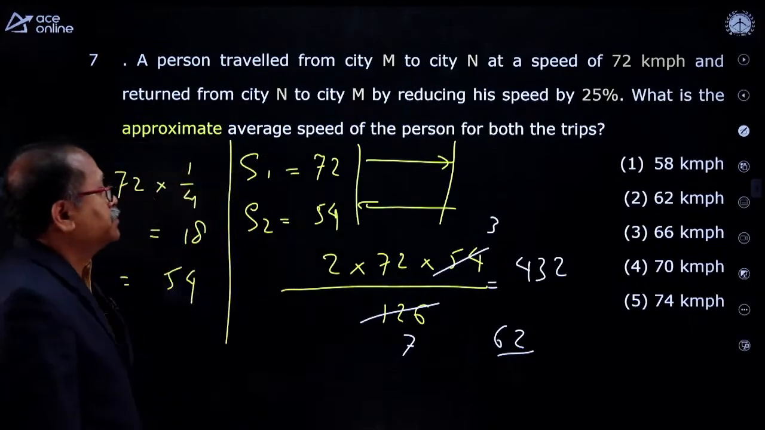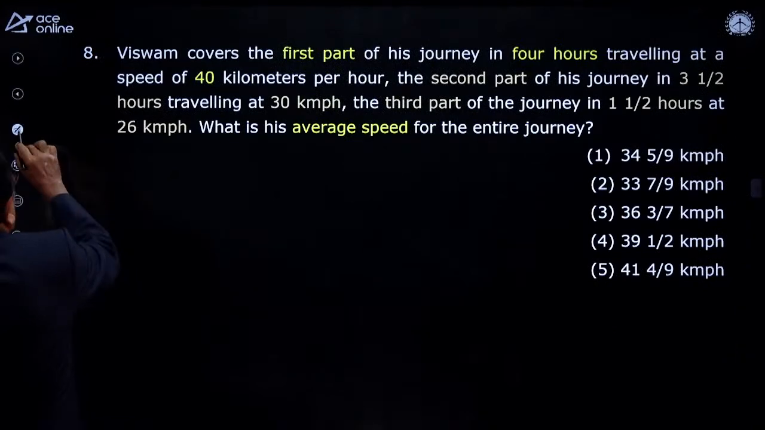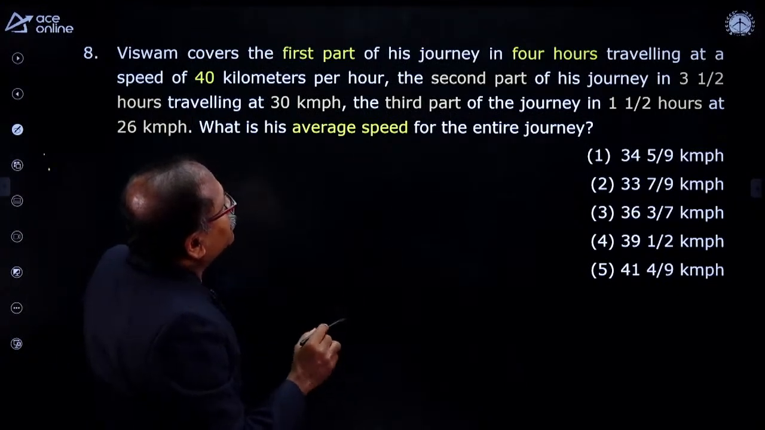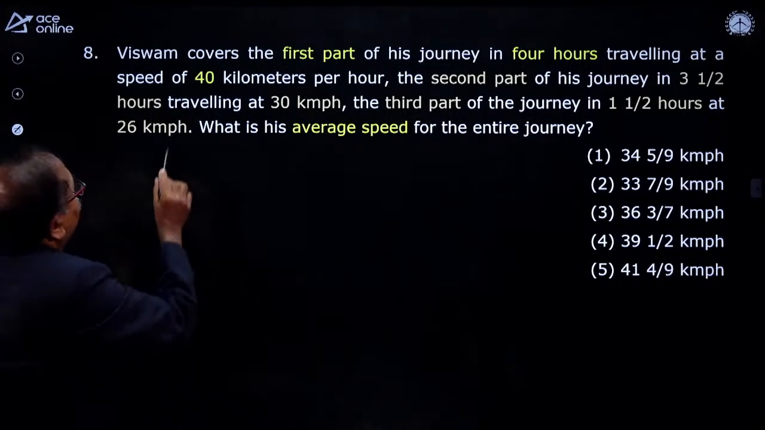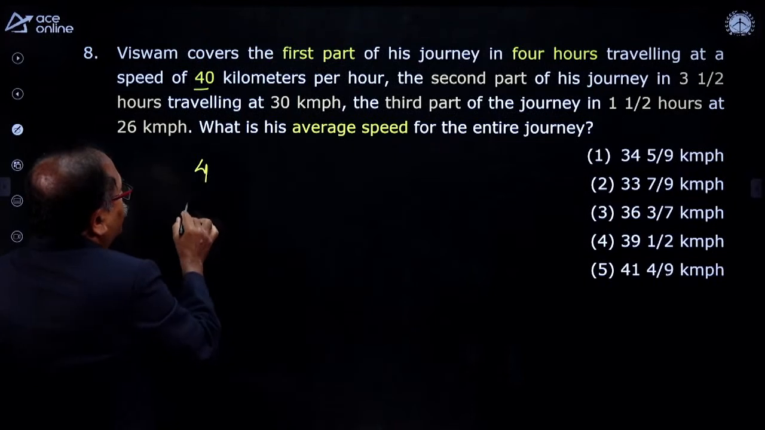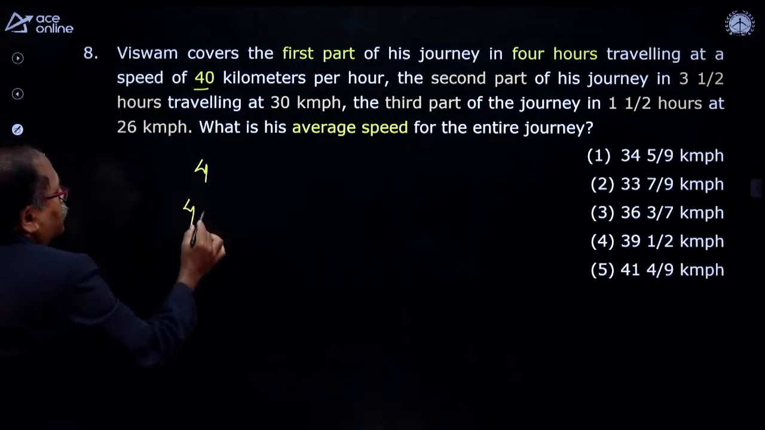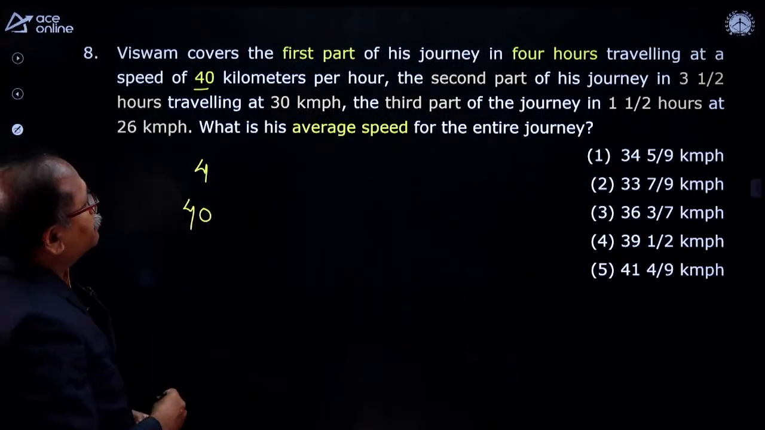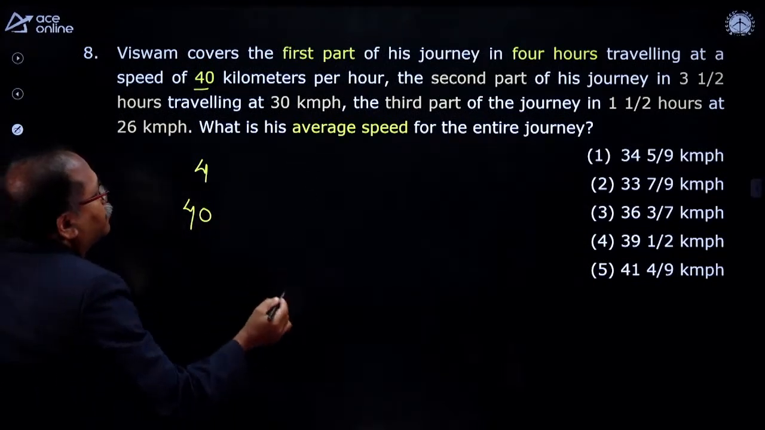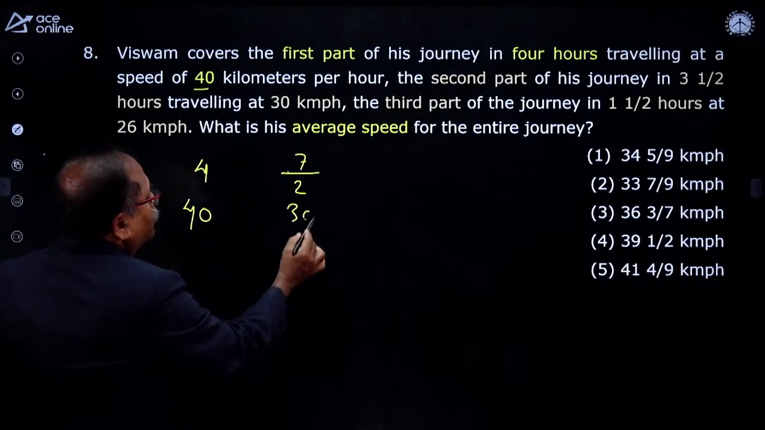Okay, moving to the next one. What is the question? Let's see. Someone covers the first part of the journey in 4 hours, traveling at a speed of 40 km per hour. Let me write down what is in the question. And the second part of the journey in 3.5 hours, that means 7 by 2 hours, with a speed of 30 km per hour.